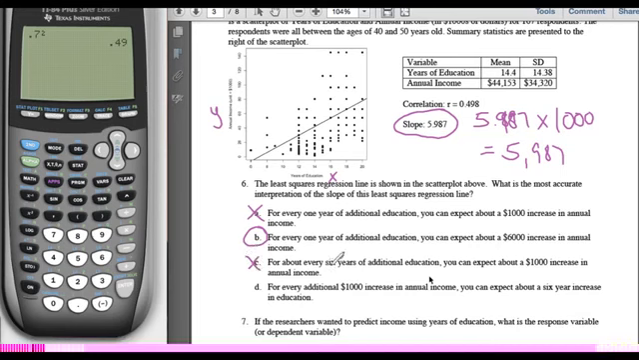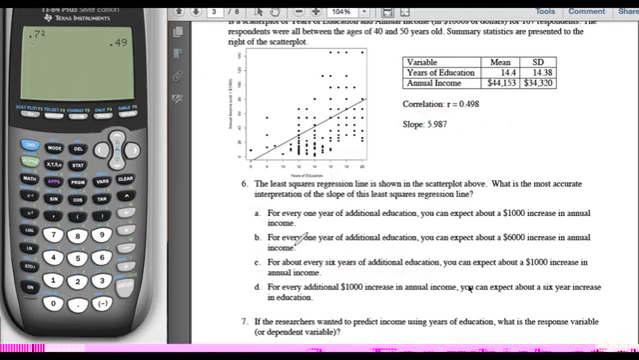C is out because it says every 6 years of additional education, this is your X, this is going up by 6. You want it to go up by 1. It doesn't take into account the $6,000 increase. It's only 1,000 again. Similarly with D.